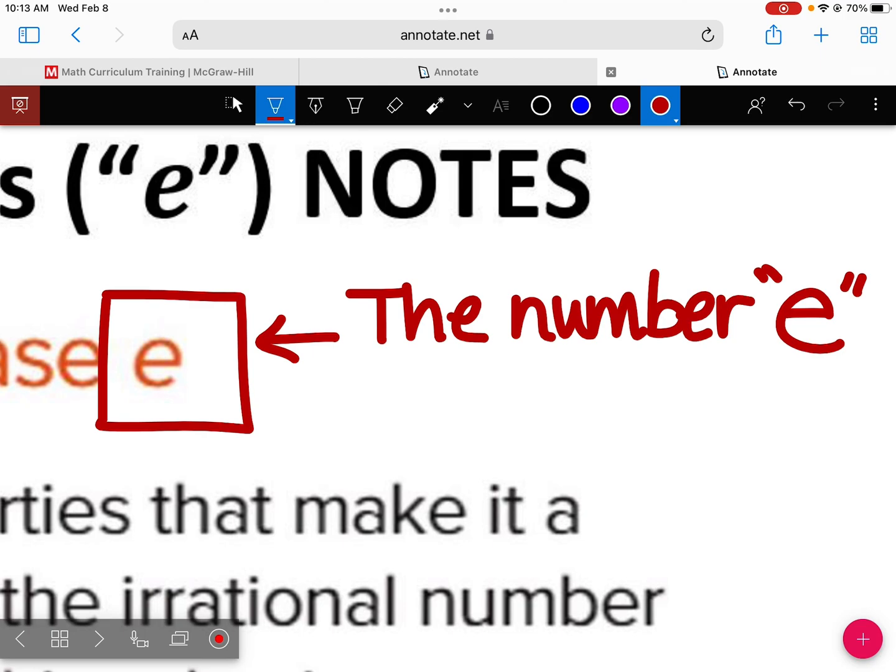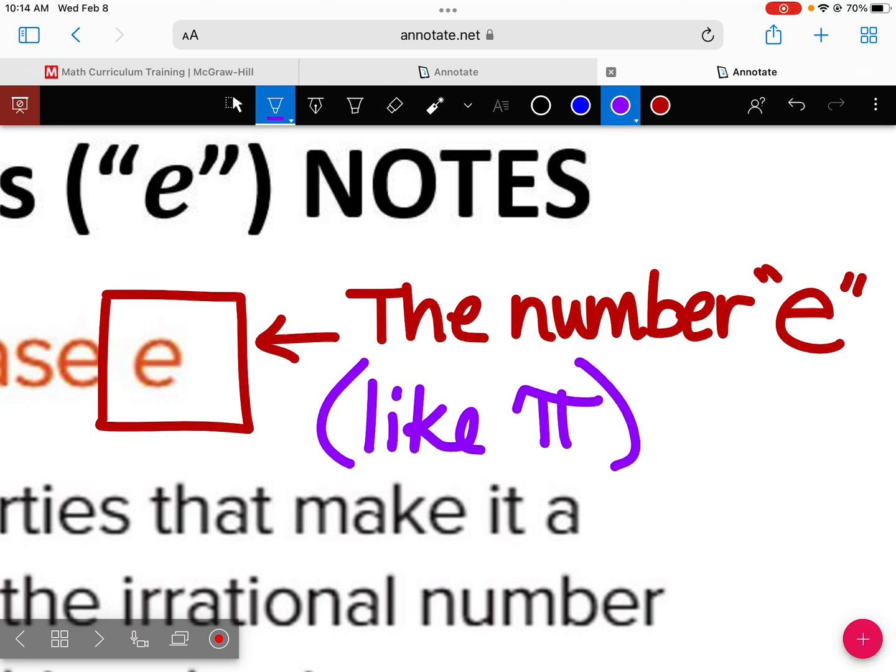But it goes on and on and on. It's this number that doesn't ever stop, and it never has a pattern that repeats itself in there. E is a similar kind of number. I don't know why they picked something that's just a normal alphabet letter to stand for this.